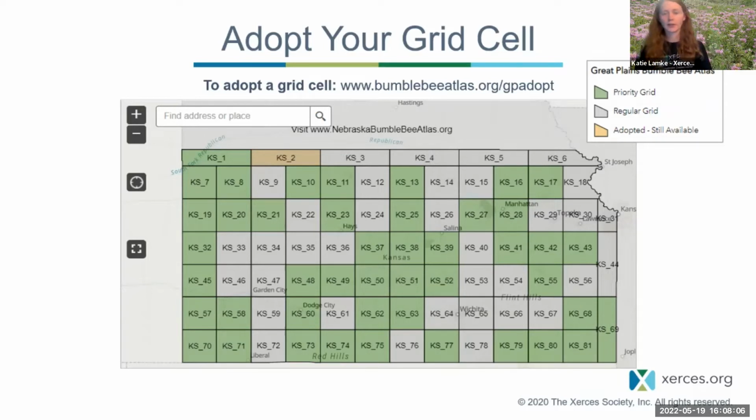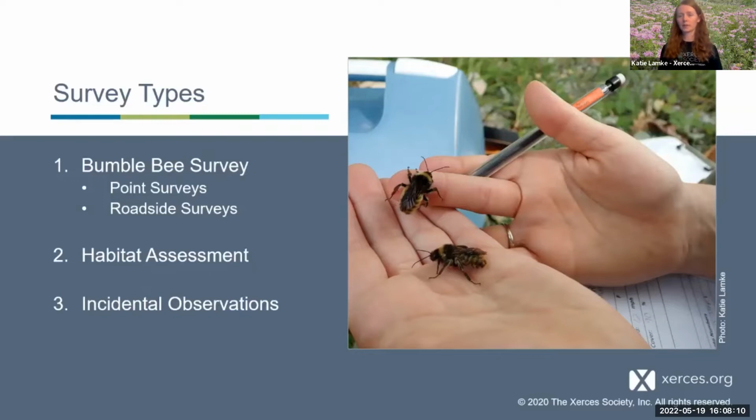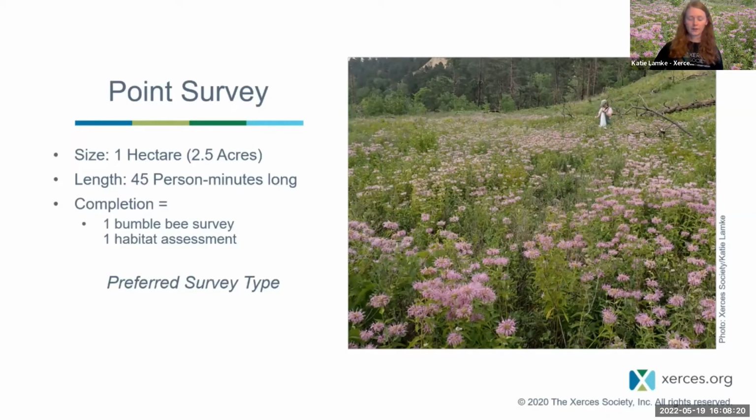Once you've got your grid cell adopted, there are a couple of different survey types that you can run. So we're going to talk about those two surveys, the habitat assessment, and what it means to have an incidental observation. So the first type of survey is a point survey.